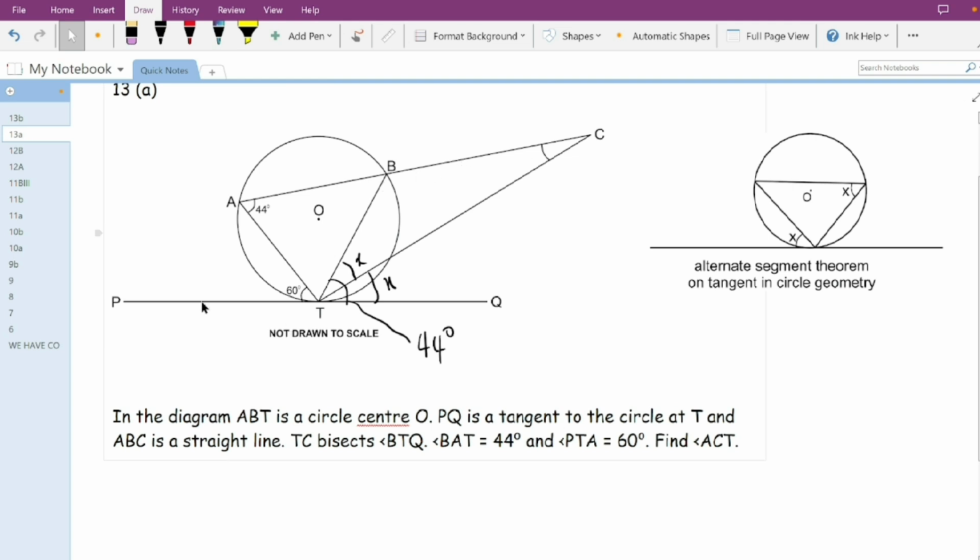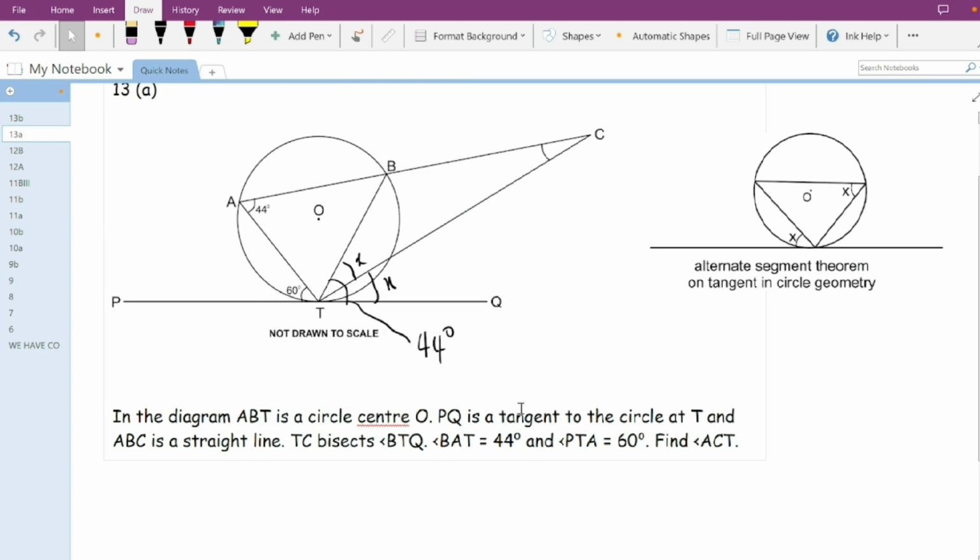This is the chord and this is the tangent, and the angle the chord forms on the circumference, that's from the two ends of the chord, is the same as the angle the chord forms with the tangent, which is also 44 degrees. And remember, we marked out that this line in the middle, that's TC, divides this angle at T to B to Q into two equal parts. So if this is 44, this is 22, and this is 22.